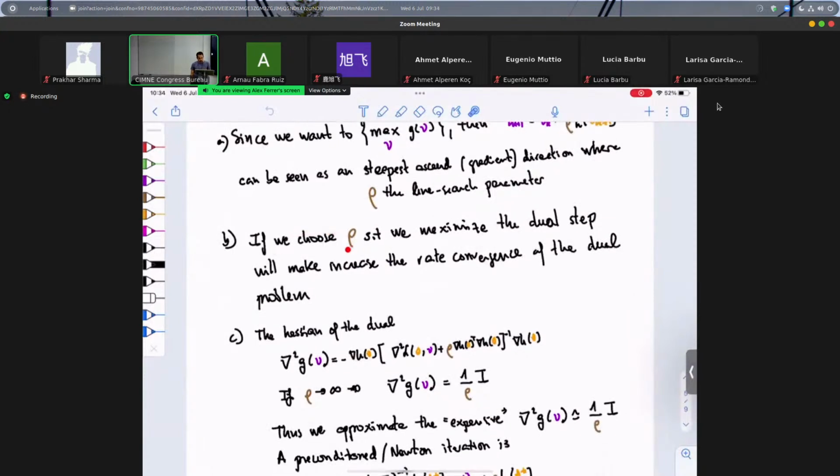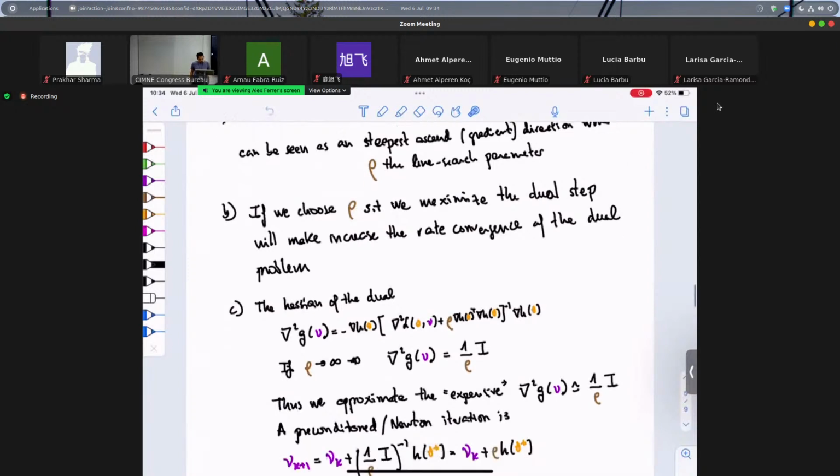So if we choose rho such that we maximize the dual step, we will increase the rate of convergence of the dual problem. So if you take rho, or the penalty, because people always ask which penalty to put: if you put a penalty very large, then you will converge fast with the dual. What does it mean to converge fast in the dual? It means that the constraint will be satisfied fast. Okay.